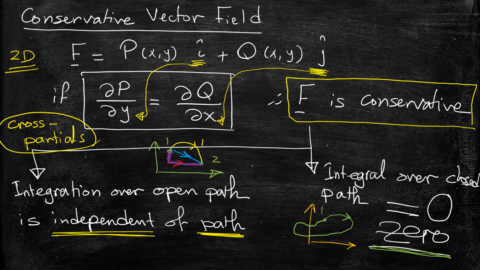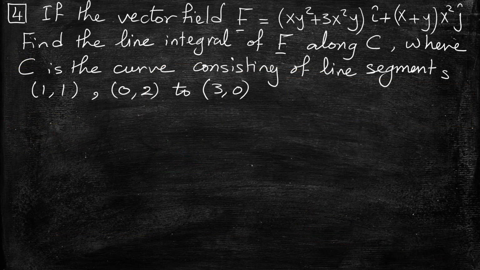So let's see some examples. Here we have example number 4. We have a vector field. It's (x y squared plus 3x squared y) in the i direction plus (x plus y multiplied by x squared) in the j direction. And it's required to find the line integral of f along C. What's this C? It's the curve consisting of line segments.